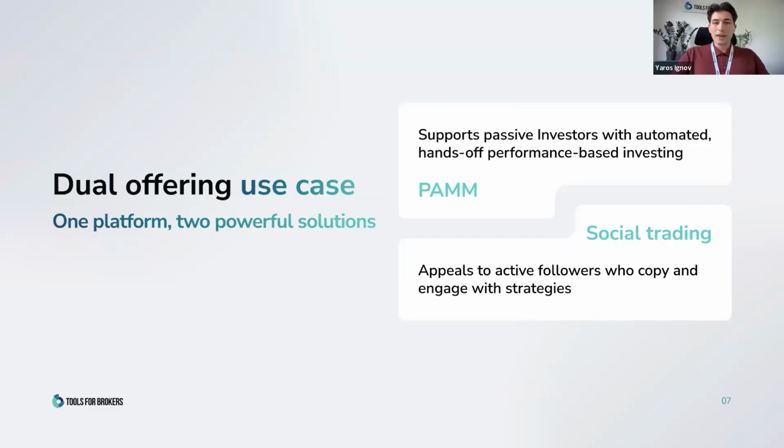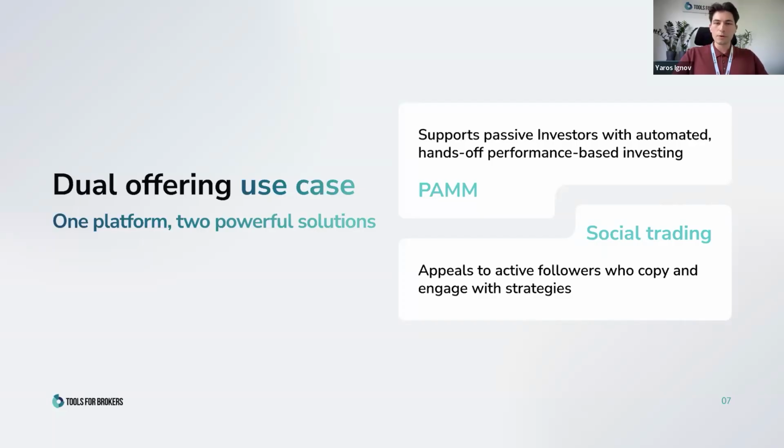So let me just briefly share one of the recent examples. The broker approached us with a clear goal to expand the investment offering and attract a new segment of passive investors, those who don't want to copy trades. They want instead a structured, fund-based approach with performance-based logic. So we understood him and we implemented PAM in his environment. And yes, we did it alongside the existing social trading system, since the PAM solution works as a fully separate model in TFB with its own logic of calculations, so zero conflicts here.